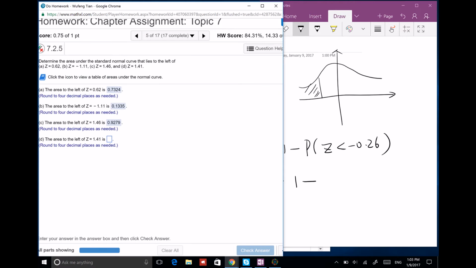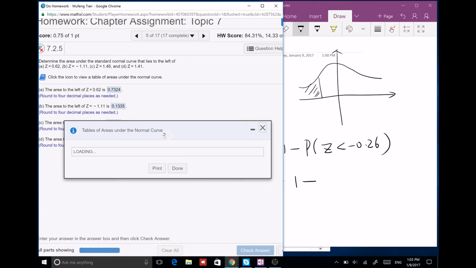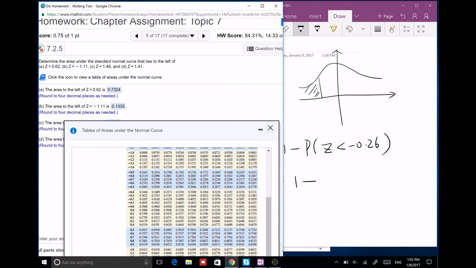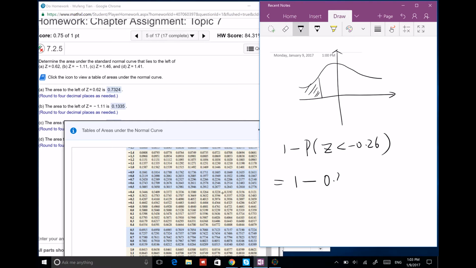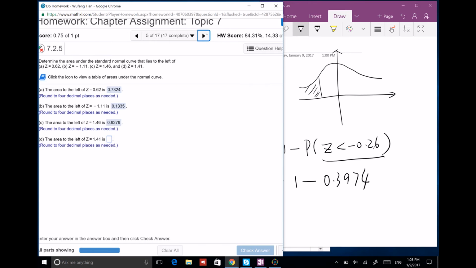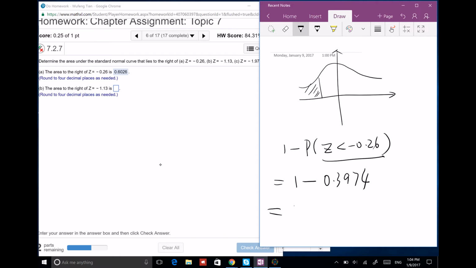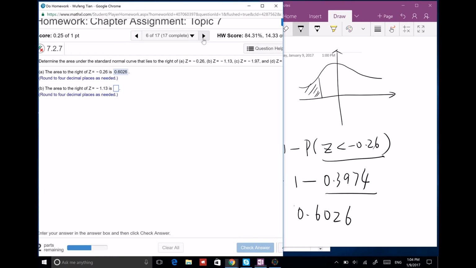For example, use that one, negative 0.26. Negative 0.26, then 0, 1, 2, 3, 4, 5, 6: 0.3974. So you find this number, and 1 minus this number gives you the right area, because together it is 1. So that's how you get the area, which equals 0.6026. It's repeating the previous problem, but use 1 minus that result, which gives you the right area.